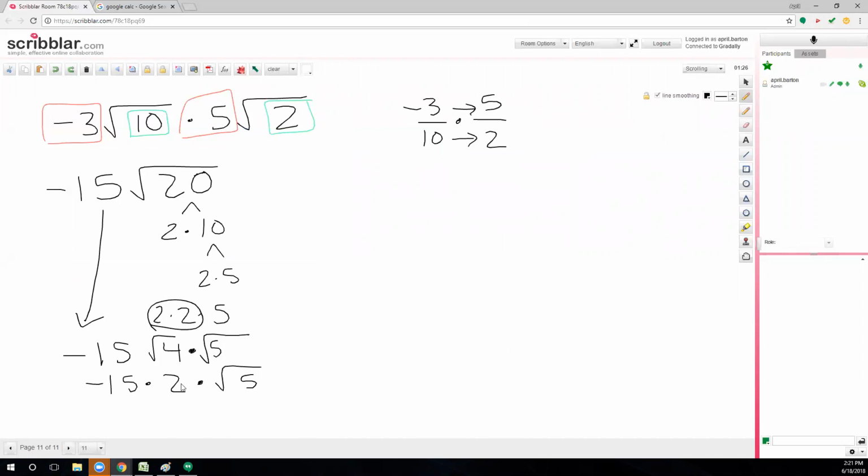So now that the 4 is no longer a square root, we took the square root, that can actually combine together. They're both not under the square root anymore, so they can multiply. So negative 30 square root 5 is your final answer. Did you need to see any problems with variables in them? There's often problems where you have to simplify using a variable inside the square root.